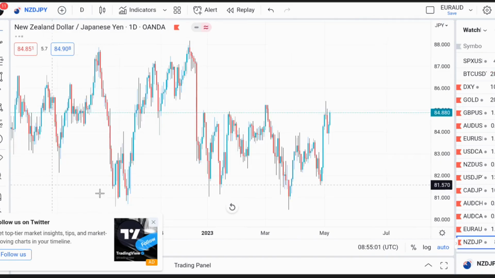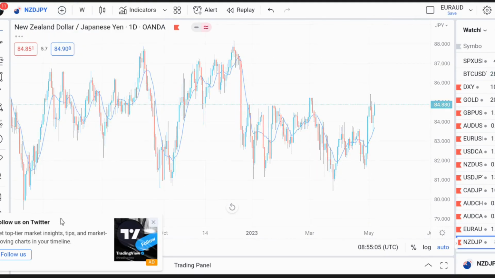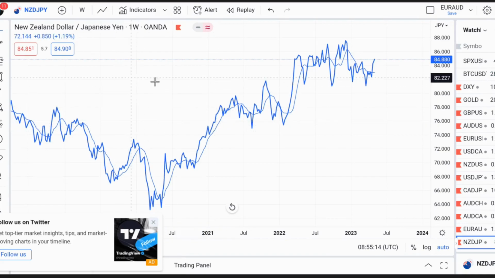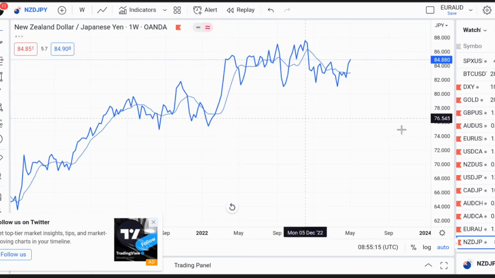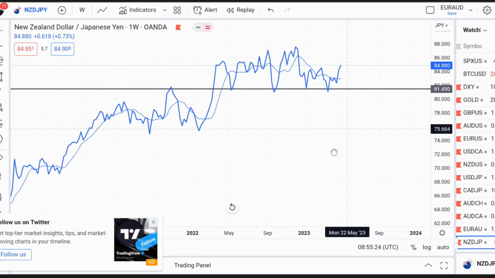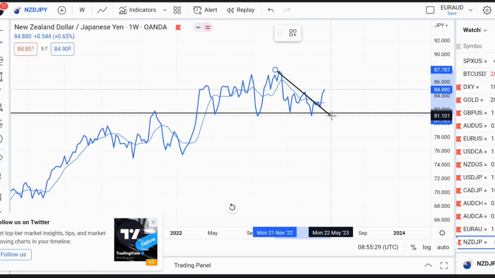So the last pair I want to check on this weekly forex forecast is NZD JPY. So let's go to the daily time frame to weekly. Now let's filter out the noise of the candlestick. So here you can see that this is a very strong support level right here. This is a very strong support level, and you can also see a breakout at this particular area.